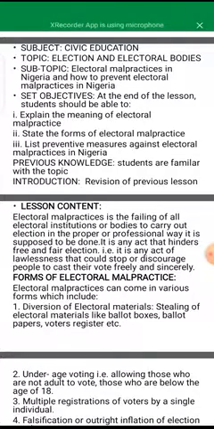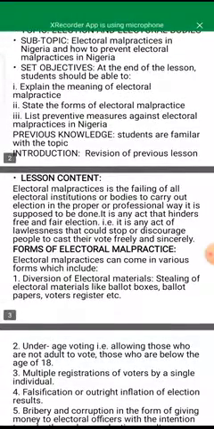What is electoral malpractice? Electoral malpractice is the failing of all electoral institutions or bodies to carry out election in the proper or professional way. It is any act that hinders a free and fair election. Also, electoral malpractice is any act of lawlessness that could stop or discourage people from casting their votes freely and sincerely.